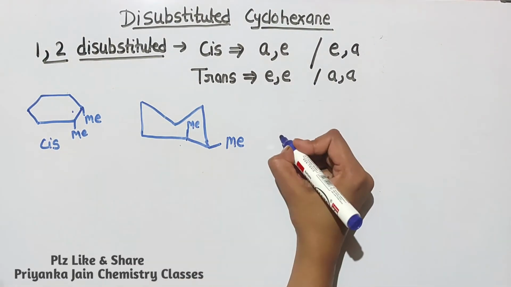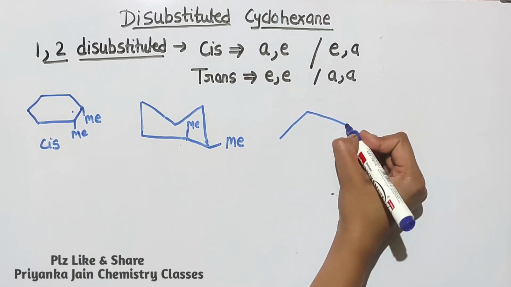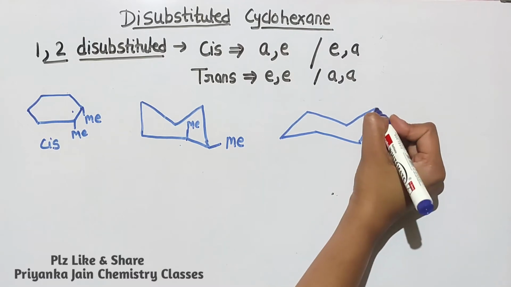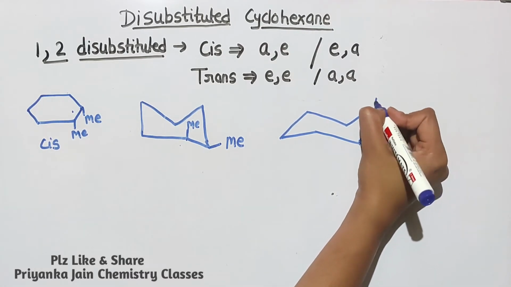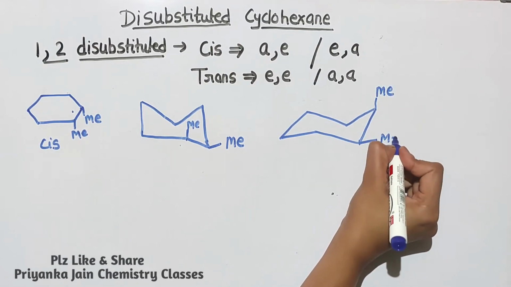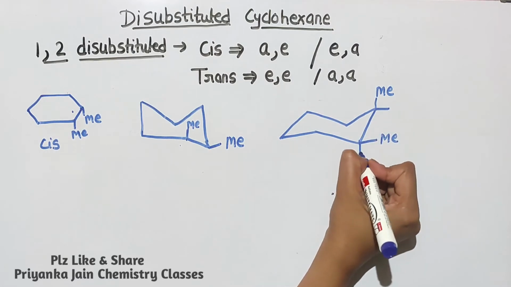Or if we make its mirror image like this, and this is one position and this is two position, at this position if you make the axial methyl group, then here you will make the equatorial, in this manner, right?